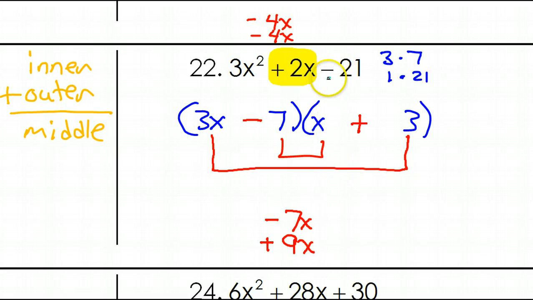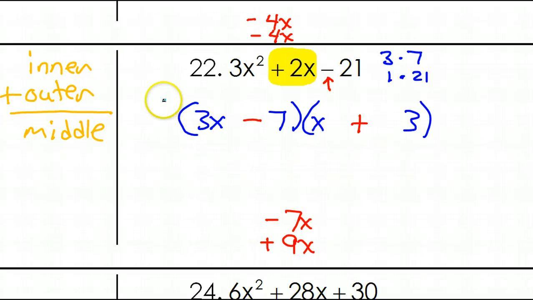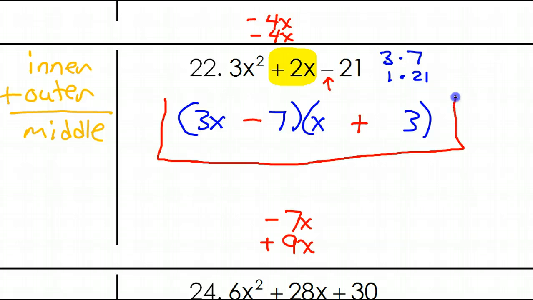We have to check one last thing. Are we getting negative 21? Well, negative 7 times positive 3 is negative 21. So it checks out, which means that this is the answer.